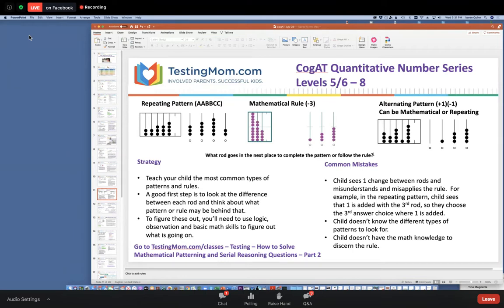My suggestion here is just practice several, as many as you can, so that you know what to look for and you can recognize what's going on. The biggest mistake children make is they look at the change between just one rod. Like here we subtracted 1, so they might decide, well, let's subtract 1 and this will be our answer, and that's not our answer. So you have to look at alternating rods, because you've got to look for that whole pattern, okay?